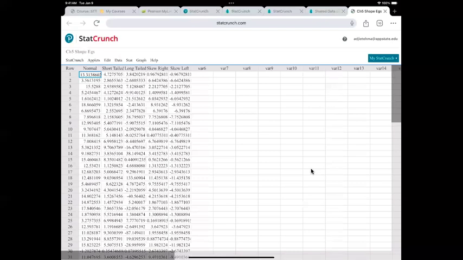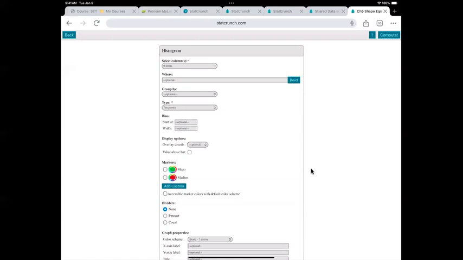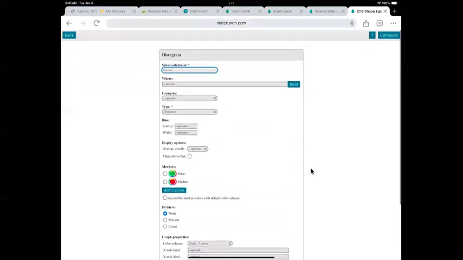So let's start with we want to describe the shape. Let's start with the histogram for the normal. Now I want you to plot the histogram for the normal. We know that for normal, our histogram should be bell-shaped. So let's try to plot that. We go to graph, and then we go to histogram, and then I select normal for the column, and then I hit compute.